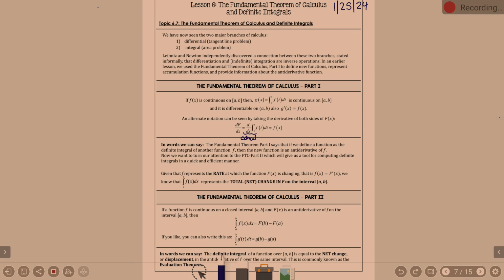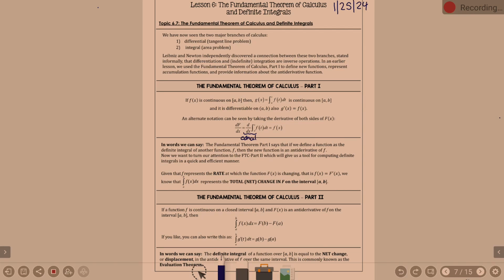We want to turn our attention to fundamental theorem of calculus part 2. Which is basically our evaluating tool. How do we evaluate an integral? Which will give us a tool for computing definite integrals in a quick and efficient manner. Given that f represents the rate at which the function is changing, that is, f of x equals f prime of x, we know that the integral represents the total net change in f on the interval a to b.